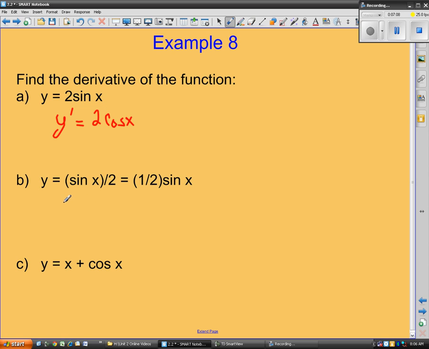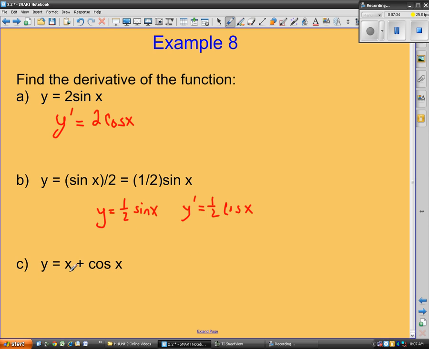The next one, I rewrote it for you, and so y is equal to 1/2 sine of x. And you could have it as sine of x, the whole thing over 2, but you can write it as 1/2 sine of x. And so now when I take the differentiation of that, y prime, I leave the 1/2 alone, and sine goes to cosine again.